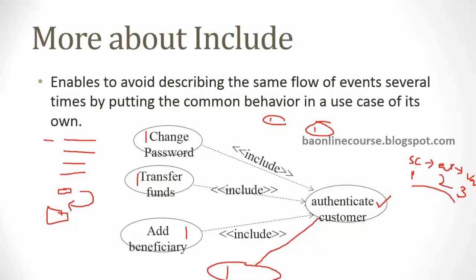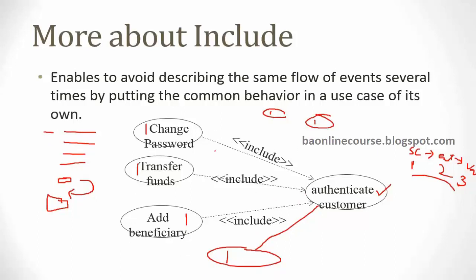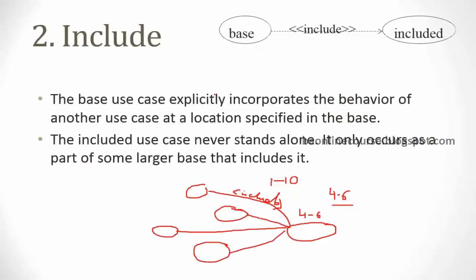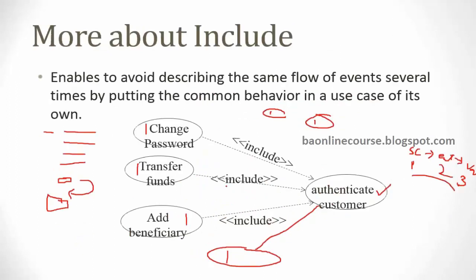A parent-child relationship will only work if it works for everything. So this would not be a parent-child. This is an include relationship. Parent-child is only for generalization. Okay. Right. And include is used where there is a common set of functionality that you want to use in multiple use cases. You would pull that out and create a separate use case.